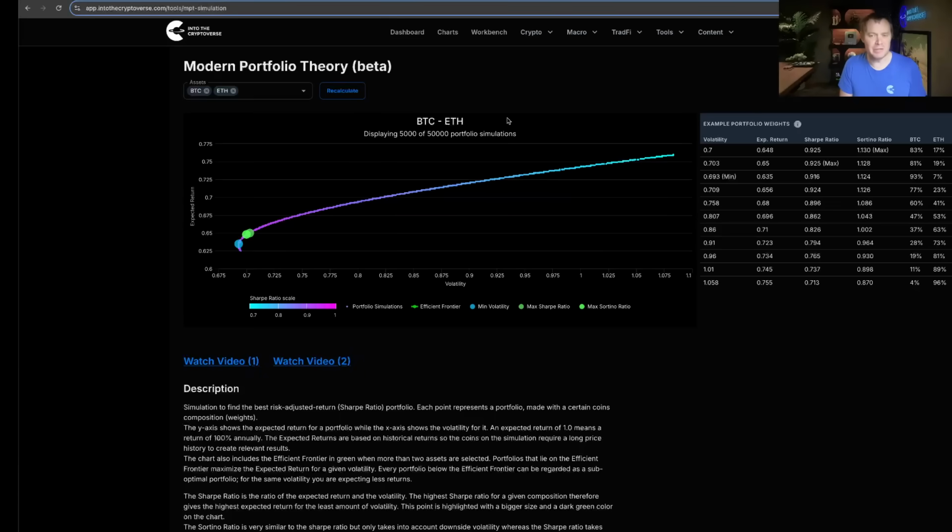Now, if you do that, and you wanted to calculate the portfolio that maximizes your risk-adjusted returns now, then the Sharpe ratio is maximized at 0.703 volatility, which would give you 81% Bitcoin and 19% Ethereum. Let's just call it 80-20.